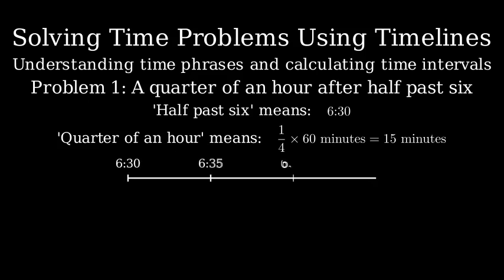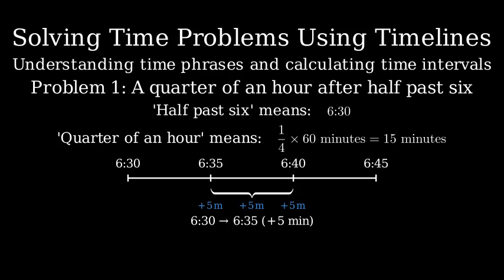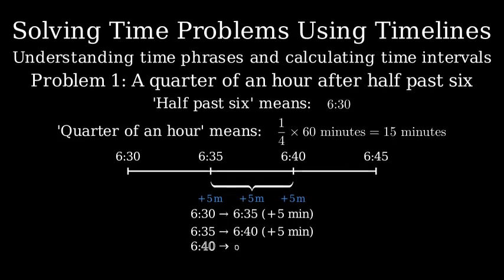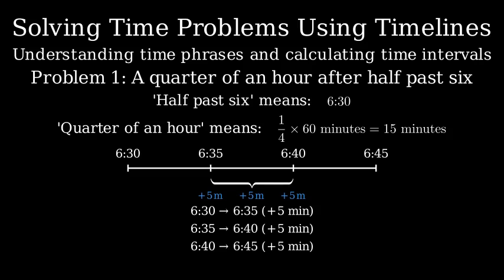We'll start at 6:30, our initial time. Then, we'll make jumps of 5 minutes each to see how we reach a quarter of an hour or 15 minutes later. So, from 6:30, we go to 6:35. That's our first 5-minute jump. Then, from 6:35, we go to 6:40. That's another 5 minutes. Finally, from 6:40, we go to 6:45. That's our third 5-minute jump.